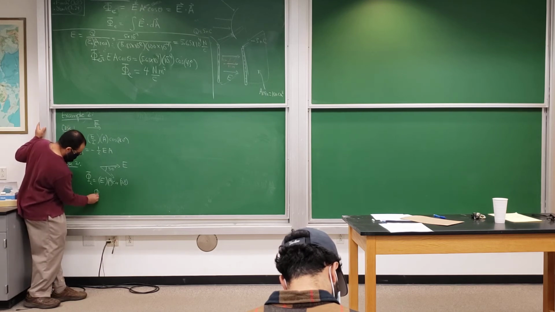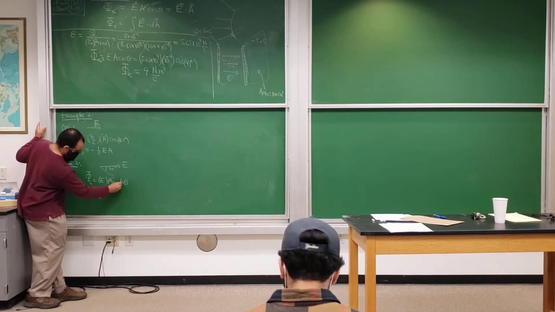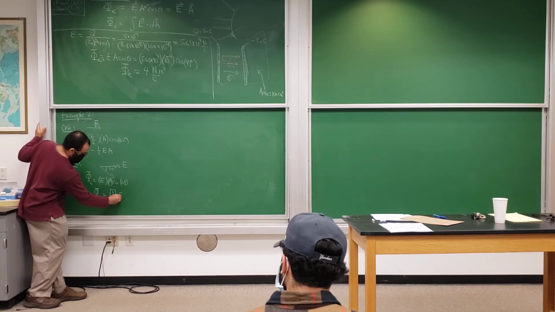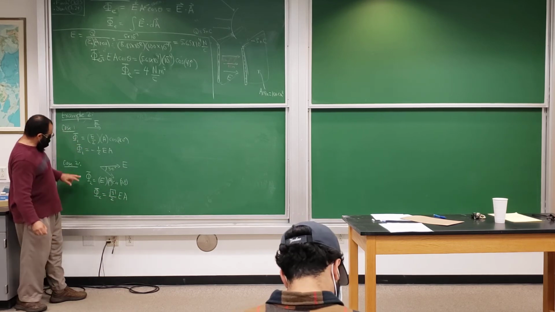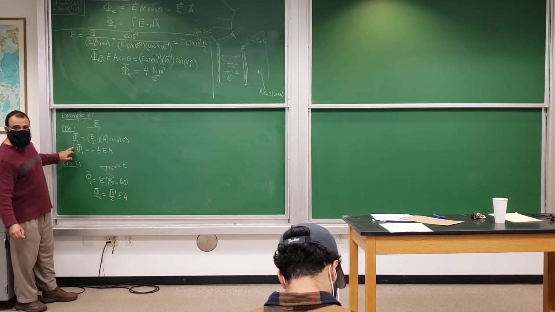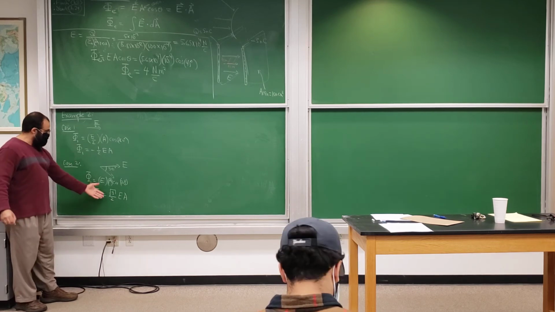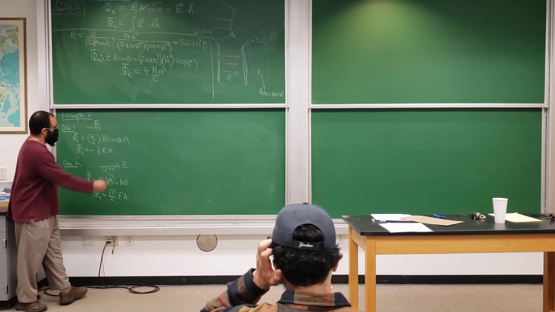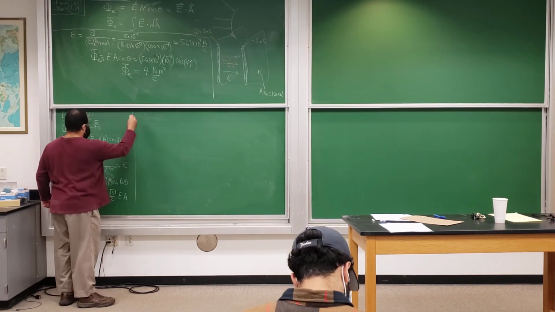So phi 2, cosine of 30 is the square root of 3 over 2, times EA. In either case, flux 2 is larger than flux 1. And why? Well, this one is positive, this one is negative. So whatever it is. So let's do case 3.